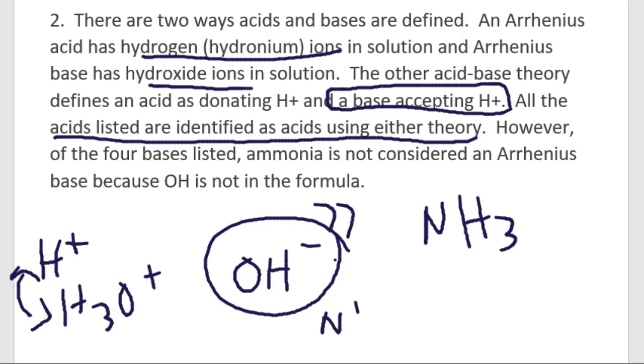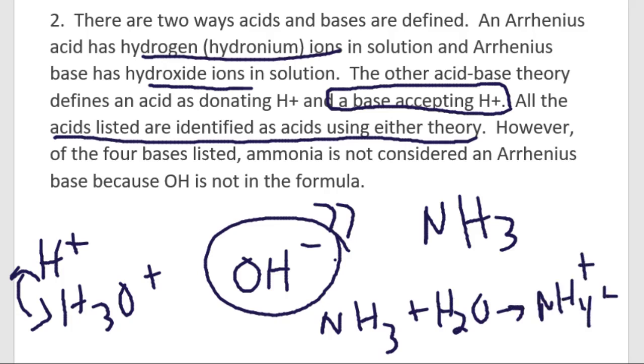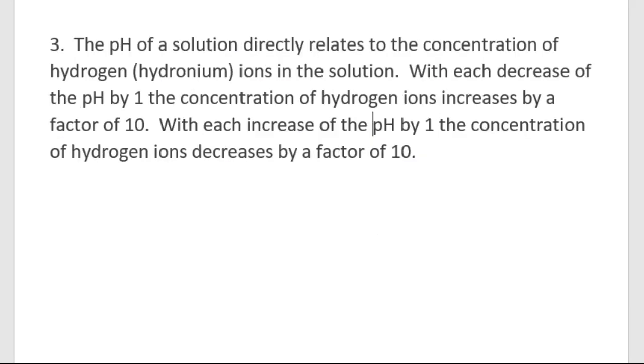However, if I take ammonia and have it in water, I'm going to form the ammonium ion and hydroxide. So that's where the OH minus comes in. Ammonia is accepting this H plus, which is also referred to as a proton, from water, and forms the ammonium ion and hydroxide. Let's move on to number 3, pH.